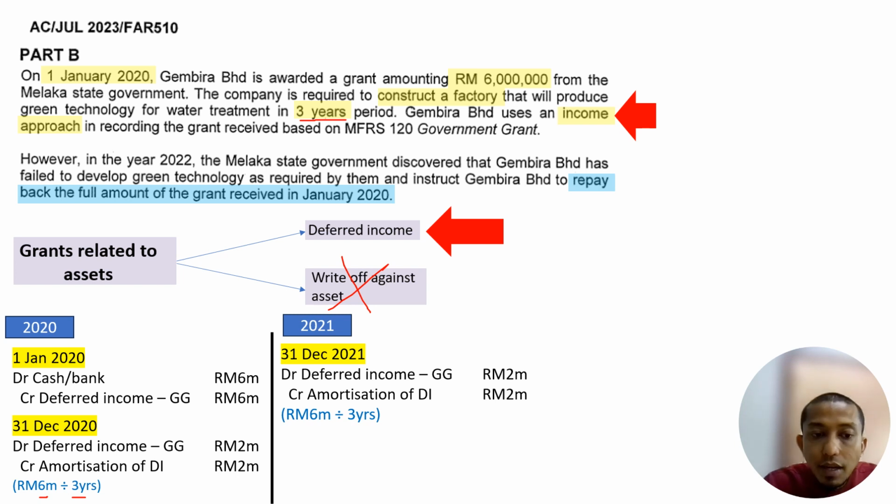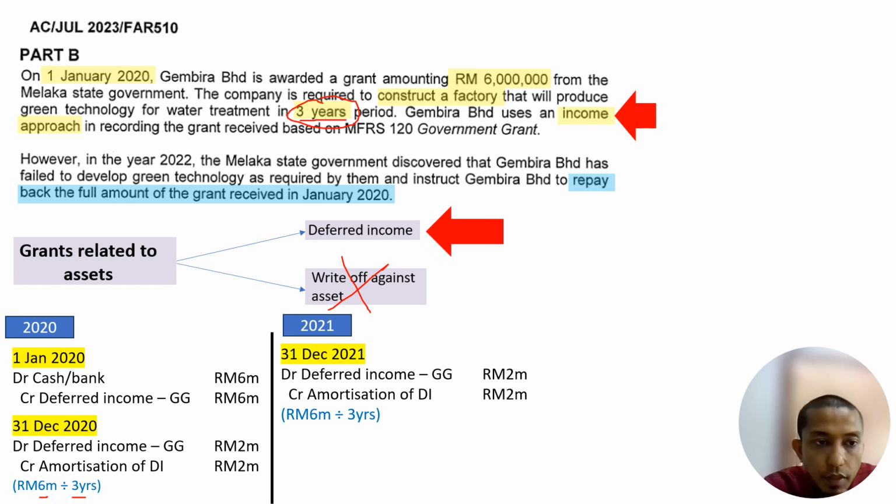Again, we do another amortization. We can do amortization for how many years? For 3 years only, because they mentioned here 3 years period, so 3 years only. So this is the second time we do this. 6 million divided by 3 years, we get 2 million. Again, debit deferred income, credit amortization of deferred income. Again, amortization of deferred income is an income recognized in statement of profit or loss.